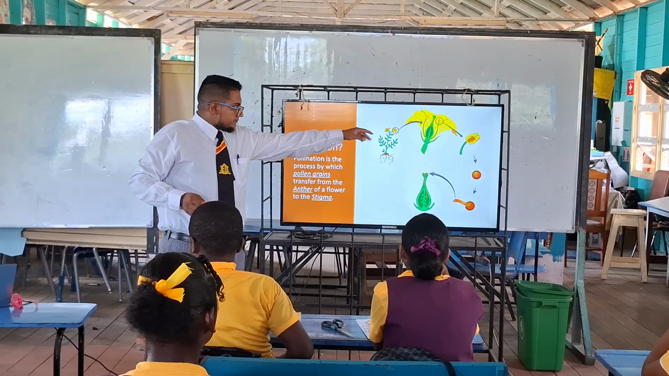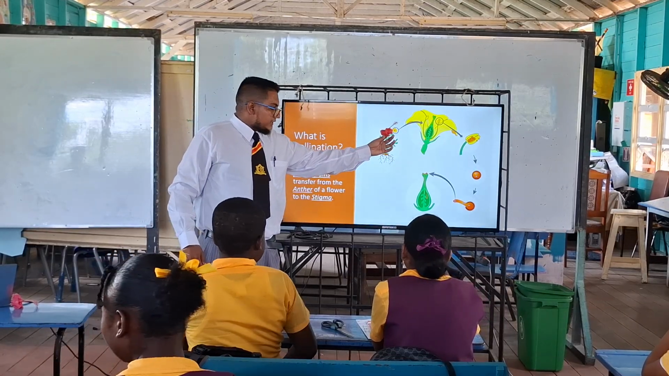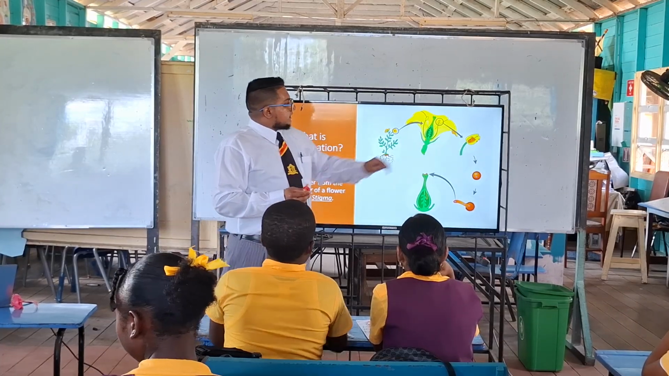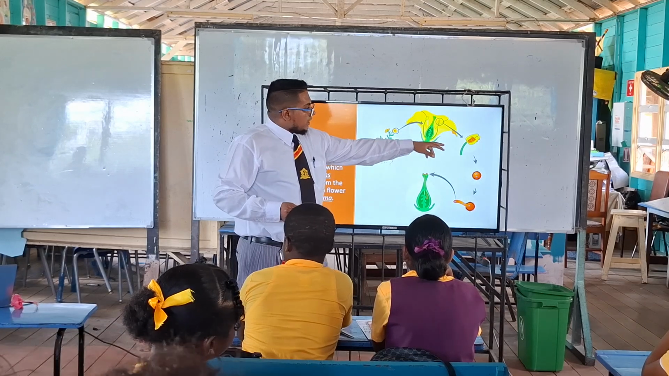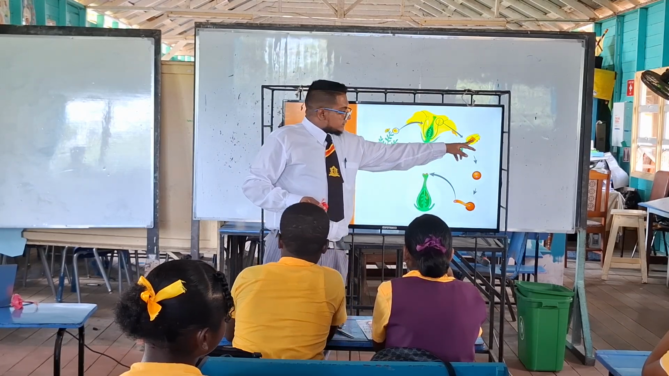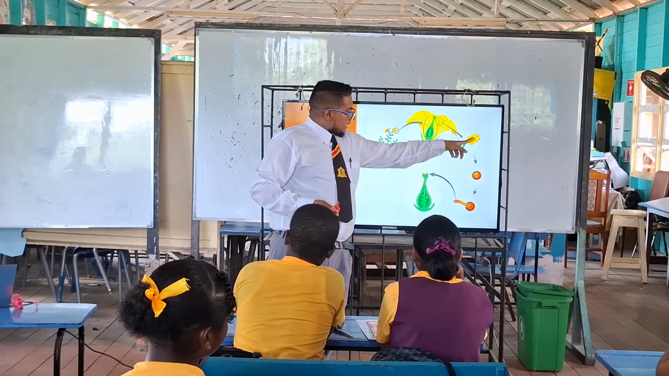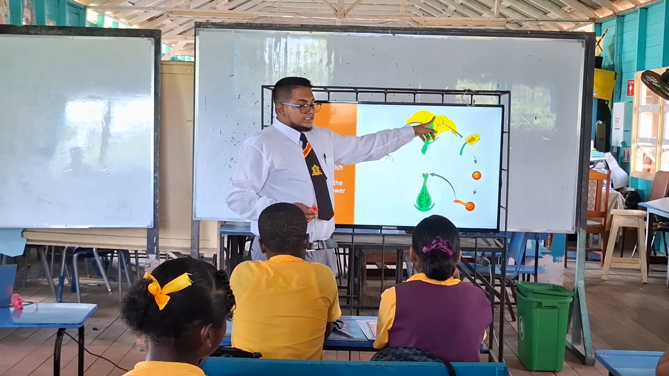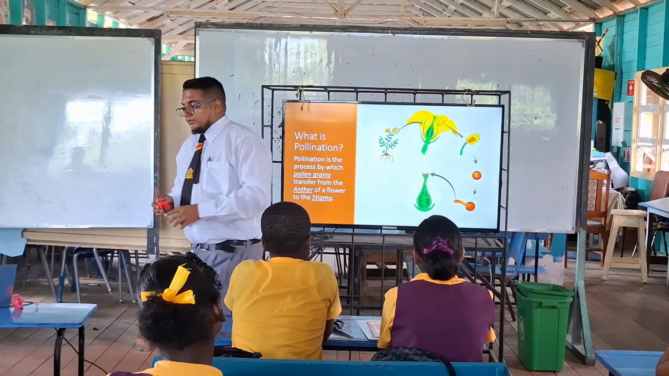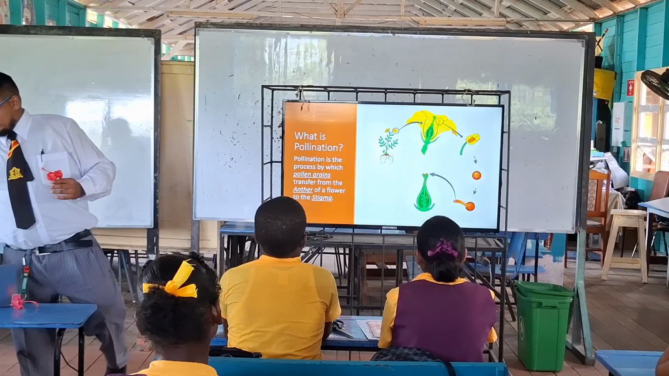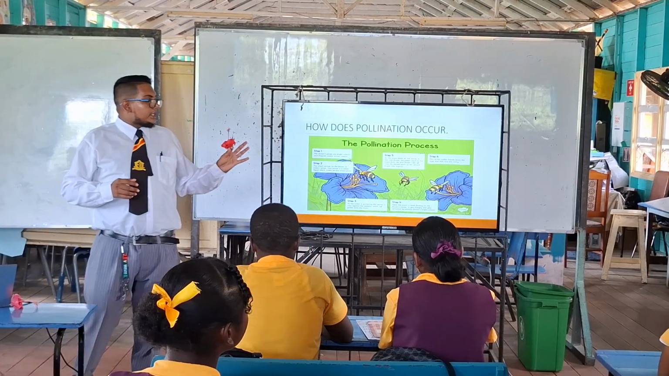Look at the diagram that I have here. We have a flower. The flower shape is similar to this one because they are based off the same one. And this is the anther. And then these are the pollen grains produced by the anther. And pollination is the movement of these pollen grains from the anther to the stigma, which is this one. Good. Now, how does pollination work?